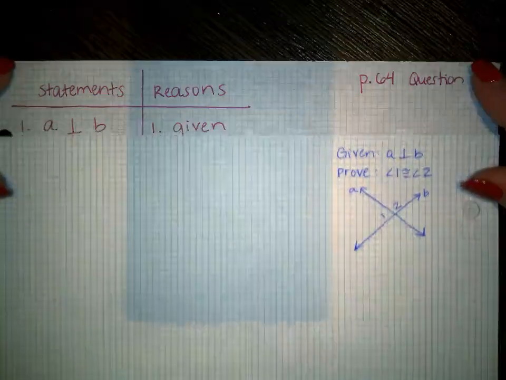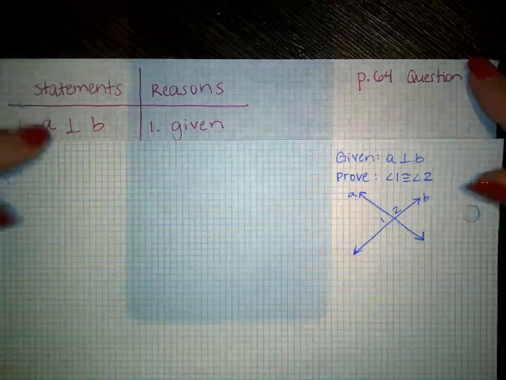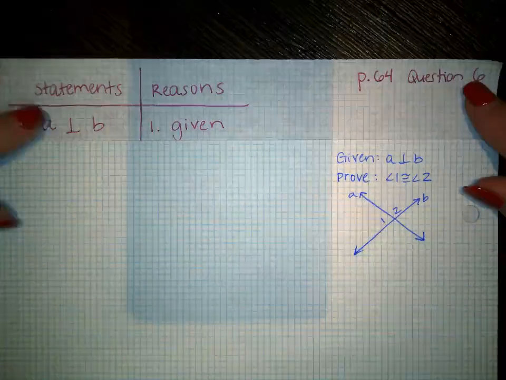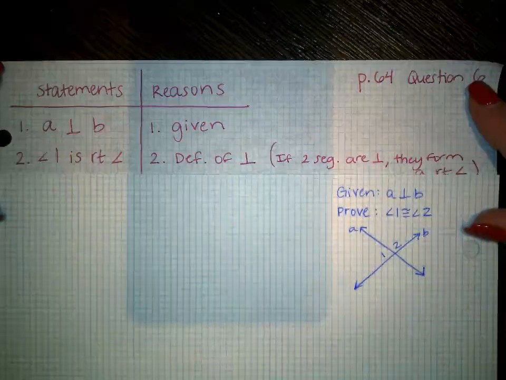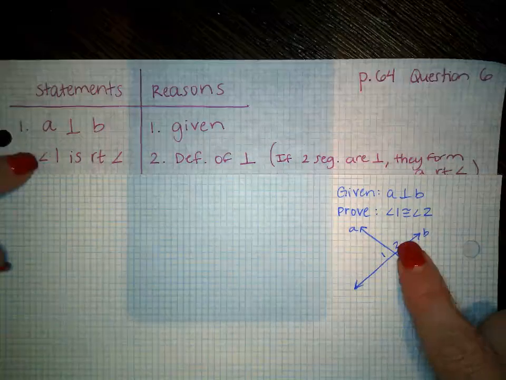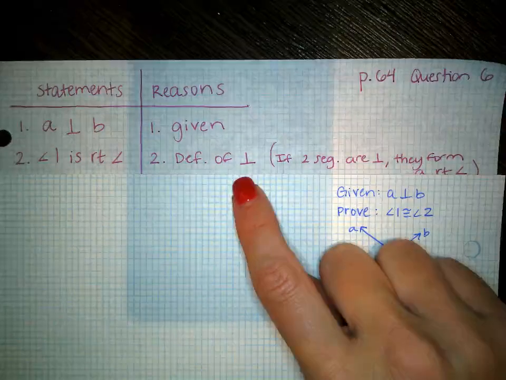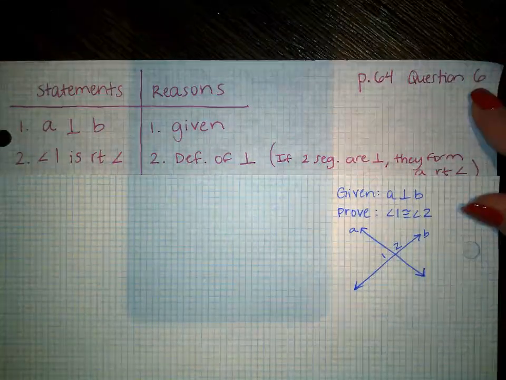Okay, so as always, we're going to go ahead and start with just stating that given information. Then we're going to see if we can draw a conclusion using this, right? Well, what does this symbol mean? That stands for perpendicular. So that means that angle 1 and angle 2 are going to have to be right angles, by definition of perpendicular lines, right? If two segments are perpendicular, then they form right angles.